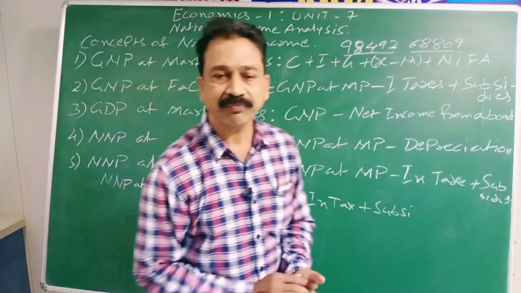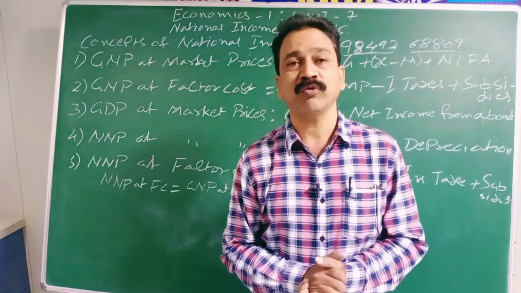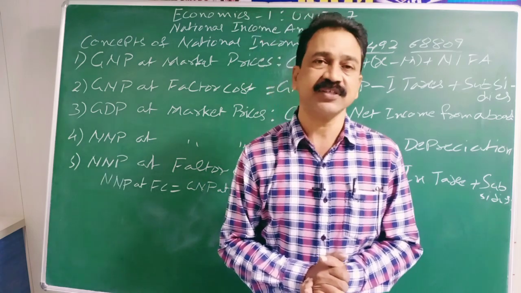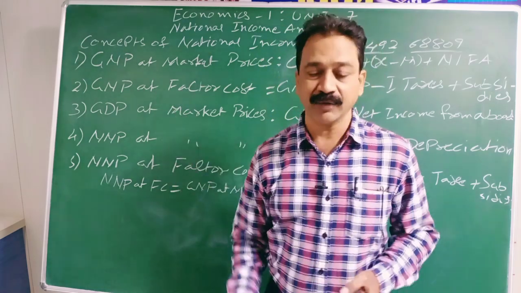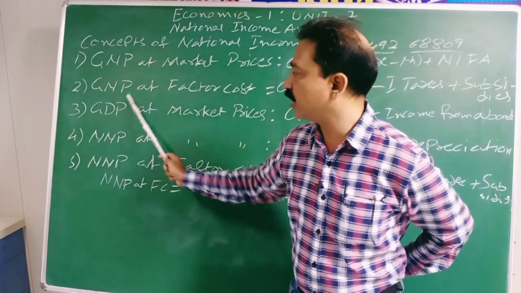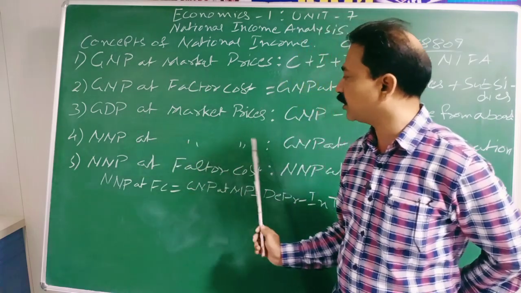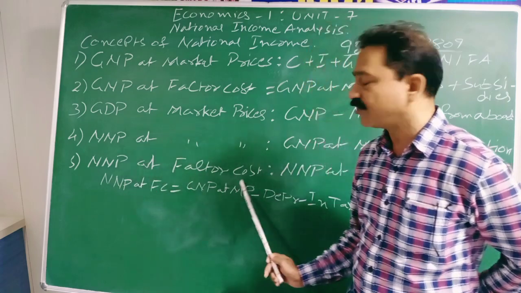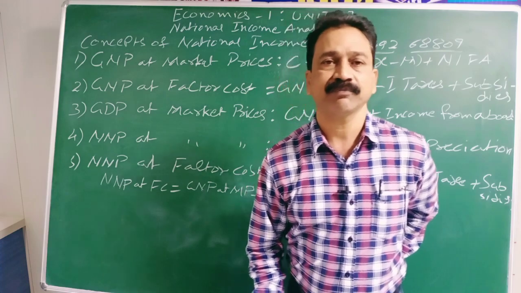So simple. With this, today we completed 5 concepts. Tomorrow we will go through the other 5 or 6 concepts and let us complete the concepts of national income. Today you understood GNP at market price, GNP at factor cost, GDP at market prices, NNP at market prices and NNP at factor cost. With this, today's lesson is completed.